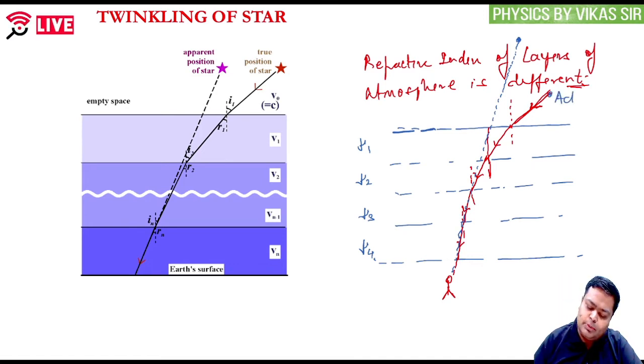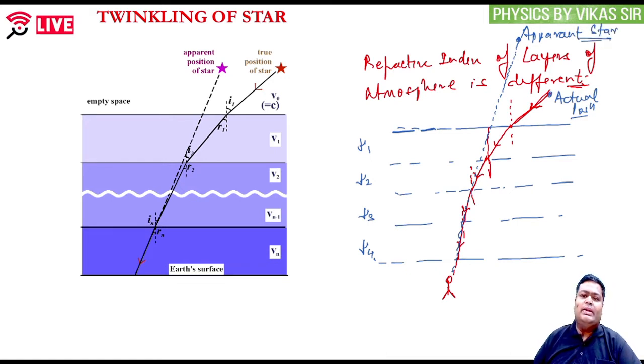So if this was the actual position of the star, this is the apparent position of the star, meaning the star will feel to be at a slightly higher position than where it actually is. Now this also affects the intensity of the light which is going to enter into our eye.